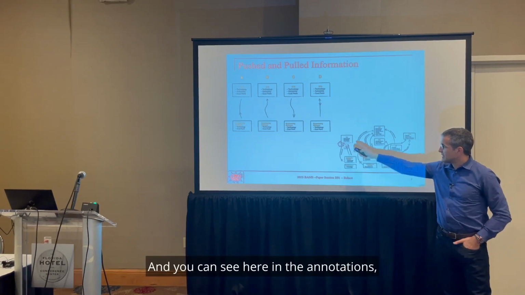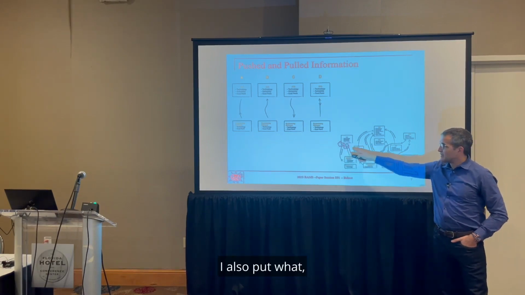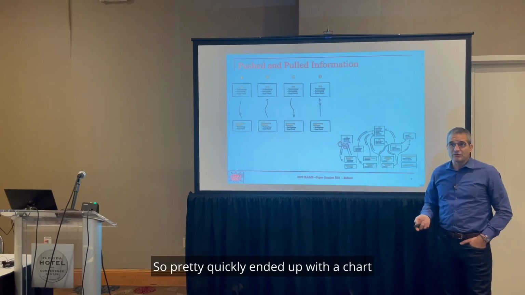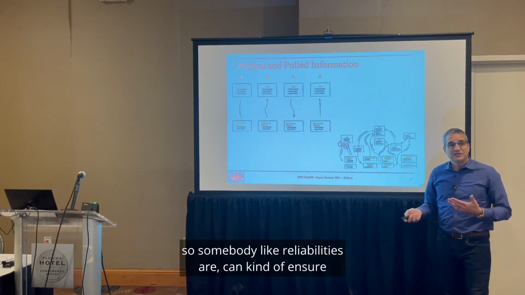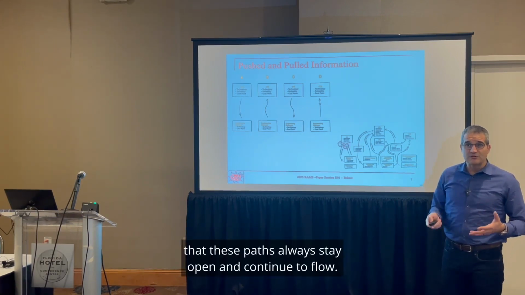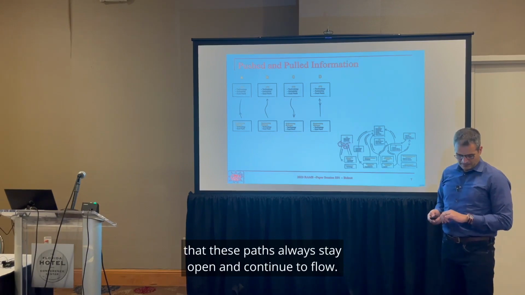And you can see here in the annotations, I also started writing down what information flowed. So pretty quickly I ended up with a chart where I found what information was critical. So somebody like a reliability czar can kind of ensure that these paths always stay open and continue to flow.